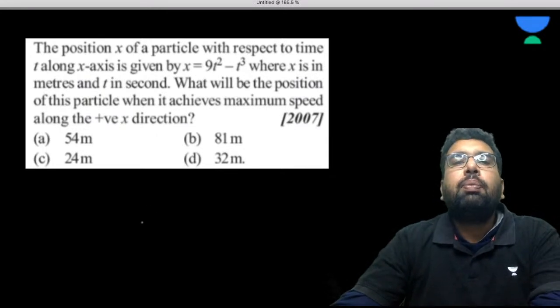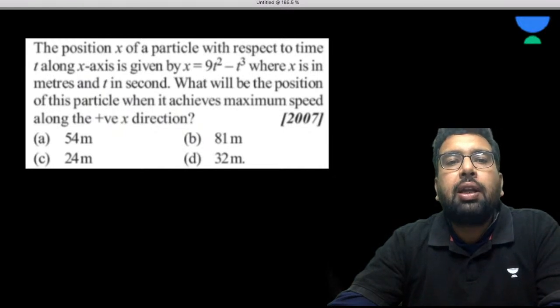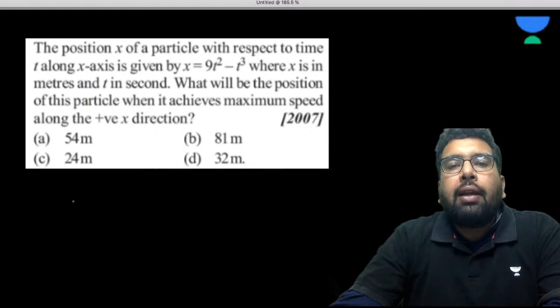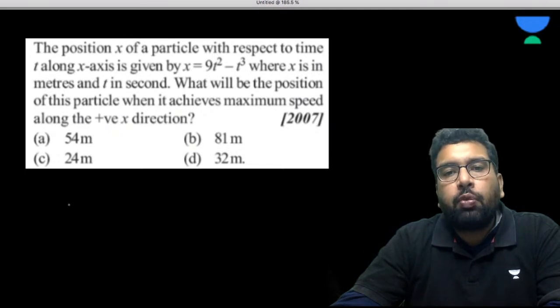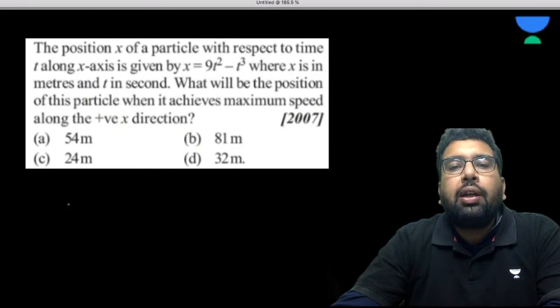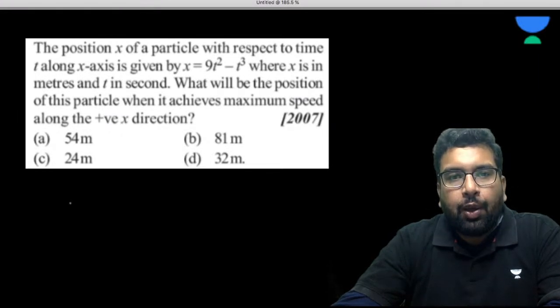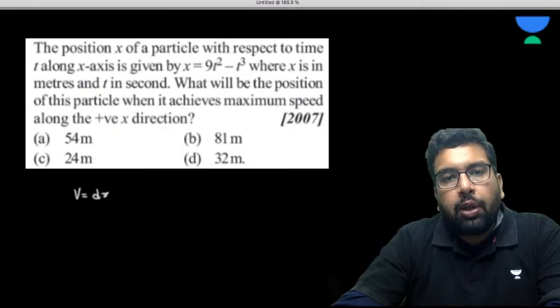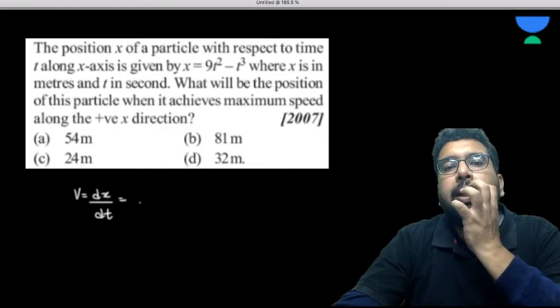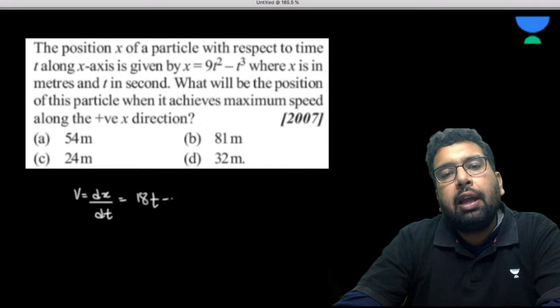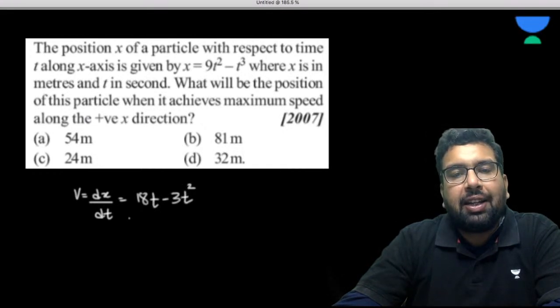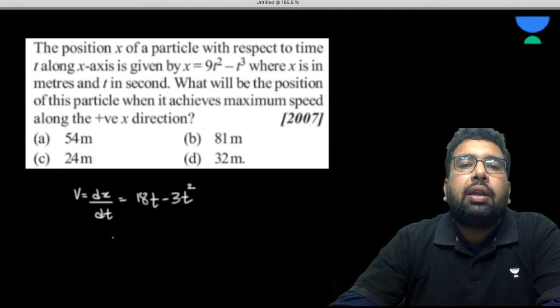See, it says the position of a particle with respect to time t along the x-axis is given by x equals 9t square minus t cube, where x is in meters and t is in seconds. What will be the position of the particle when it achieves the maximum speed along the positive x direction? So it reaches the maximum speed. We need to firstly get the velocity. So v is equal to dx by dt. This is going to be 18t minus 3t square.